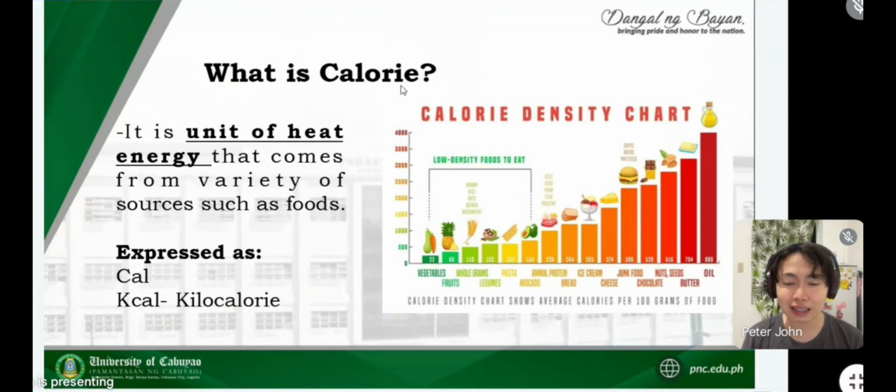Pag sinabi natin kasi calorie, it is a unit na ginagamit natin kung ilang energy yung pwede nating ma-consume pag kinain natin yung foods na yun. So, nagmamatter din siya kung masyadong madami or konti lang. So, basta tatandaan, unit lagi of energy is a calorie, expressed as calorie or kcal or kilocalorie.